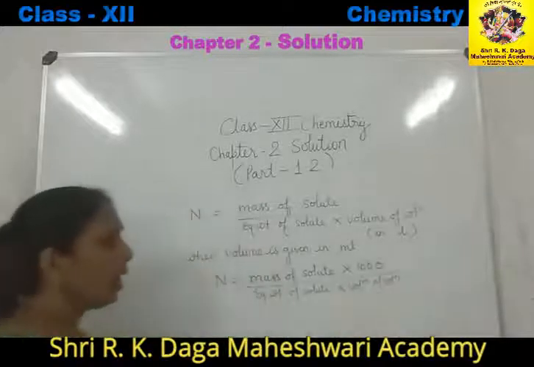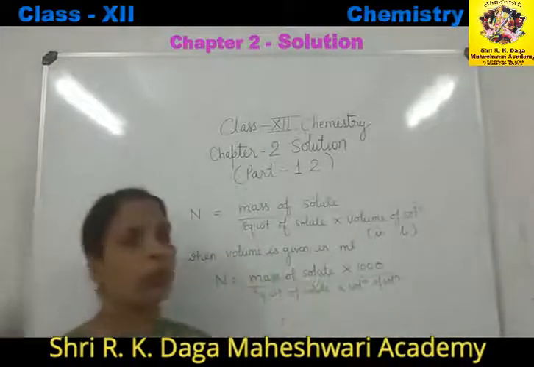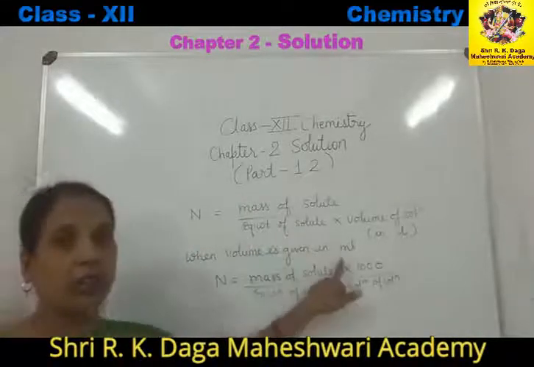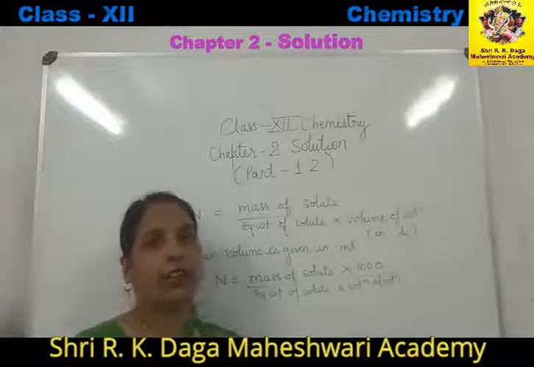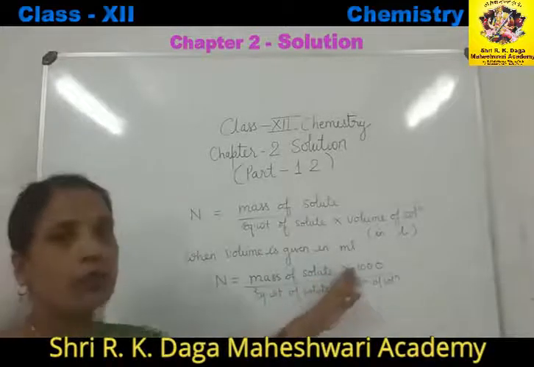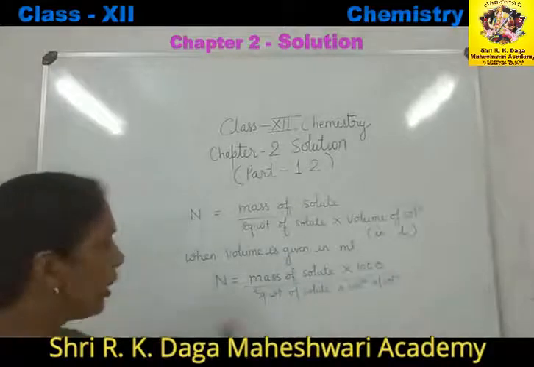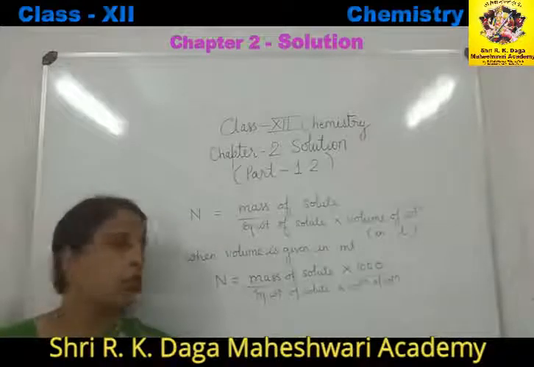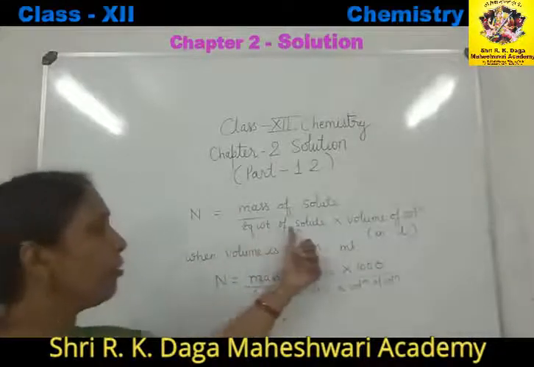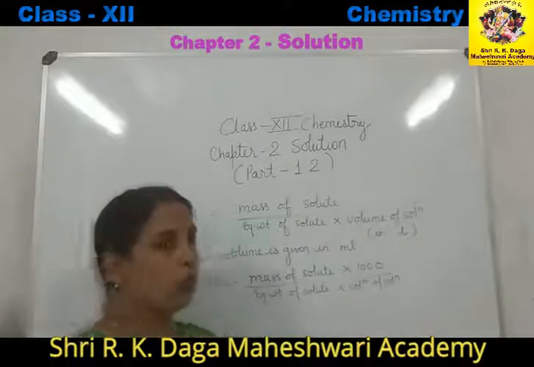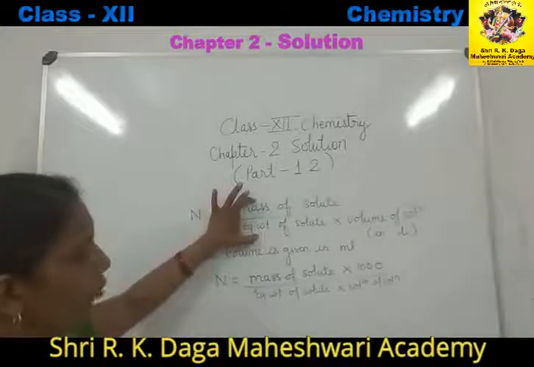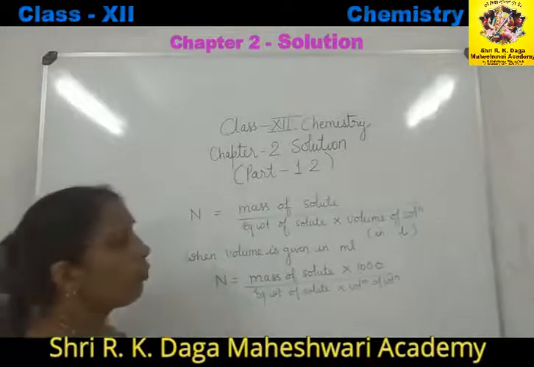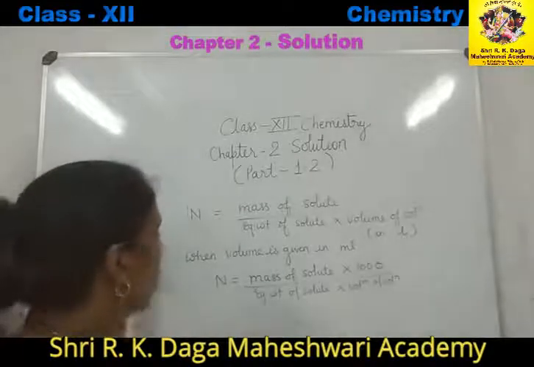When we apply this formula, whenever the solution is given in milliliter, there is one more way in which we can use this formula. First of all, if volume is given in milliliter, convert it into liter by dividing it by 1000, or you can simply apply this formula multiplied by 1000, so you can calculate the normality. So what is the formula to calculate the normality of a solution? That is the mass of solute divided by equivalent weight of solute multiplied by volume of solution, and mass of solute divided by equivalent weight of solute is called gram equivalents of the solute. So this is the formula for calculation of normality of the solution.